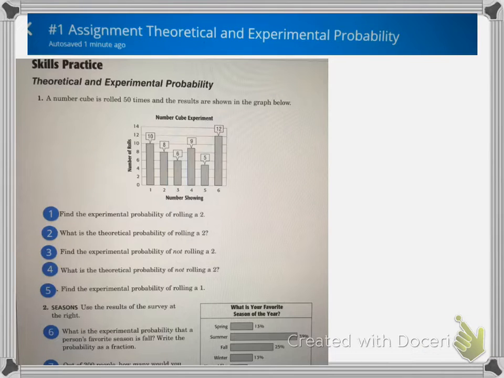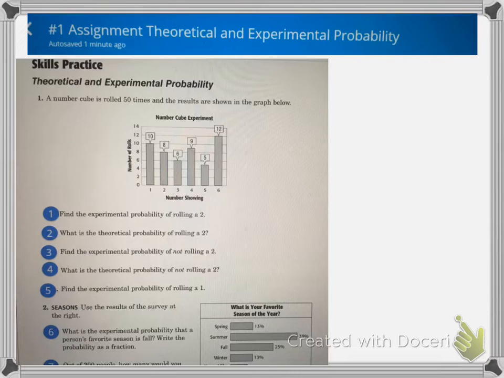Seventh grade students, I want to briefly get you started on your Go Formative assignment. Number 1 assignment, theoretical and experimental probability. To find the experimental probability, you actually are going to look at what was really done as far as an experiment goes. And this is your actual data in your number cube experiment shown on the screen.